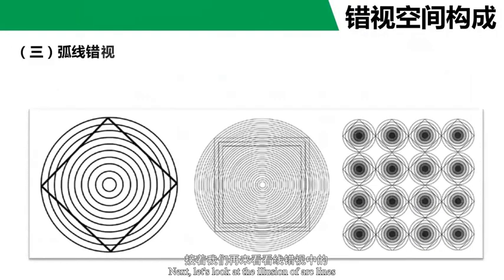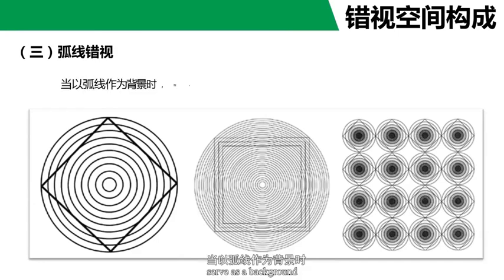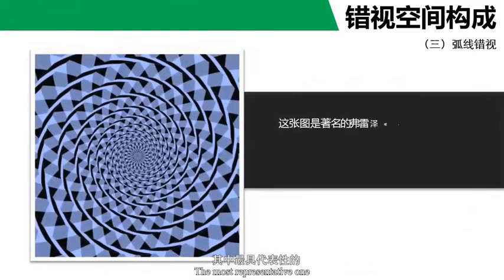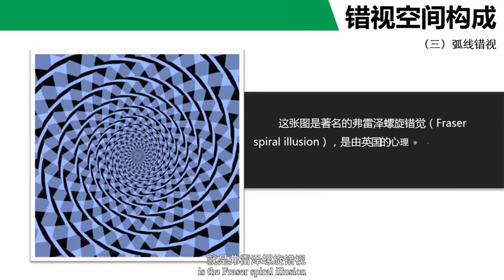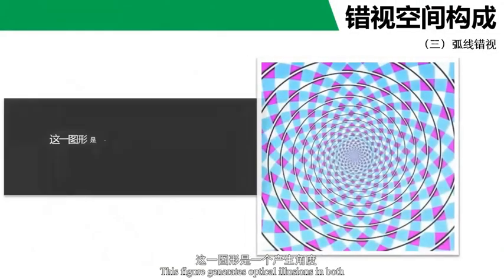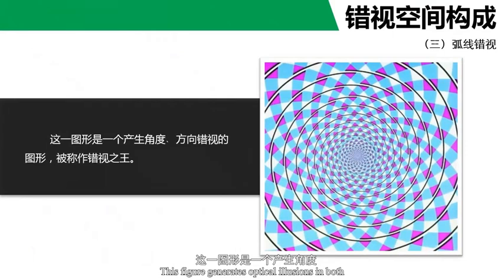Next, let's look at the illusion of odd lines. Within the line optical illusions, when odd lines, also known as curved lines, serve as a background, the straight lines on the background will not appear straight, and the squares on it will not appear square. The most representative one is the Fraser spiral illusion. It was introduced by the British psychologist James Fraser in 1908. This figure generates optical illusions in both angle and direction, which is called the king of optical illusions.